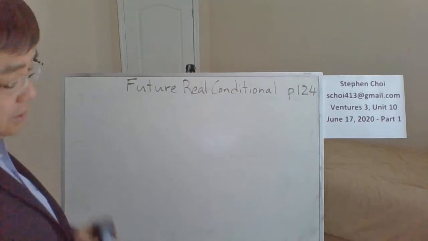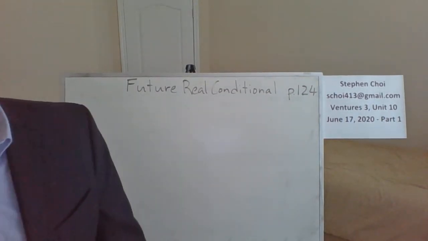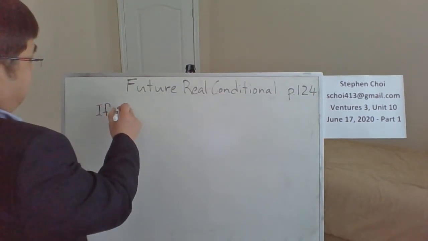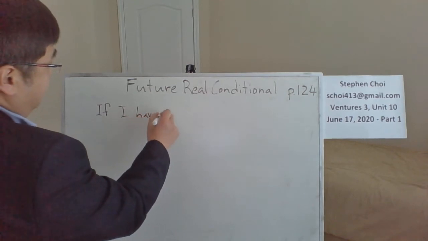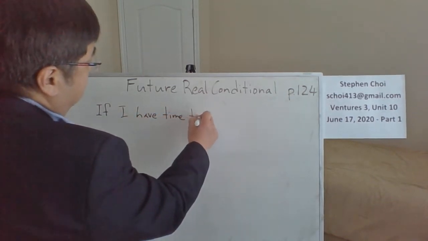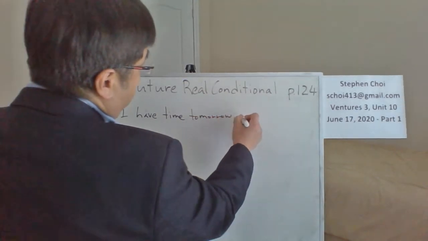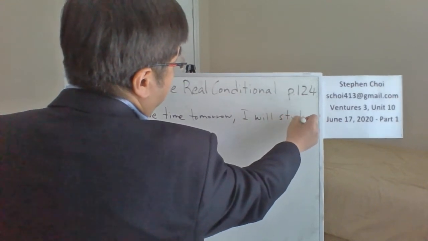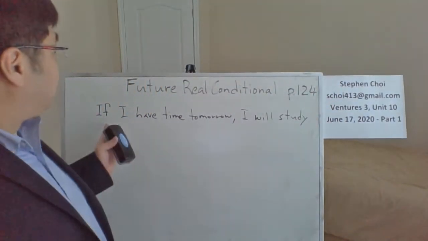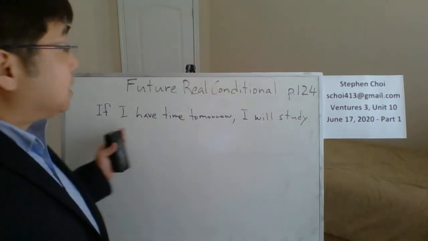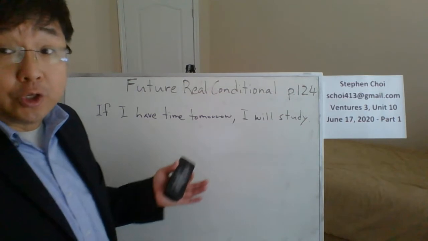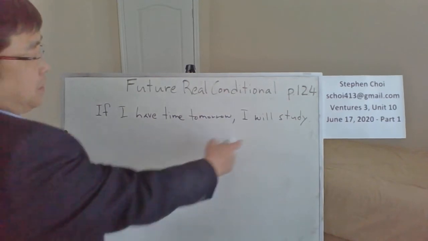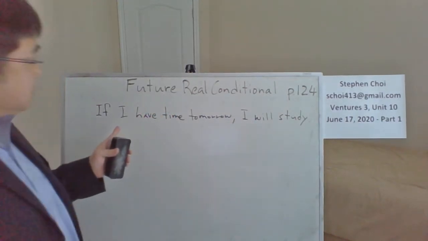All right, let's talk about it by using an example. If I have time tomorrow, I will study English. This is an example of a future real conditional sentence. As you see, you've got the if that makes it conditional, and then we have will, and that's future.